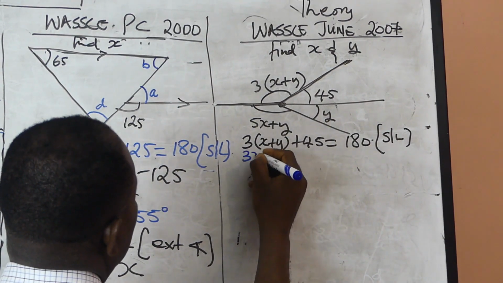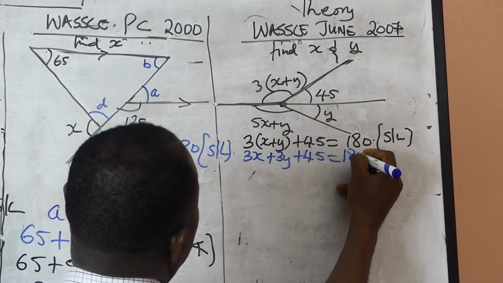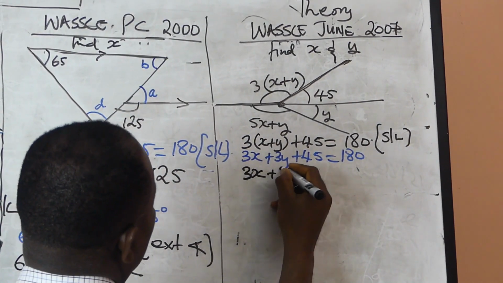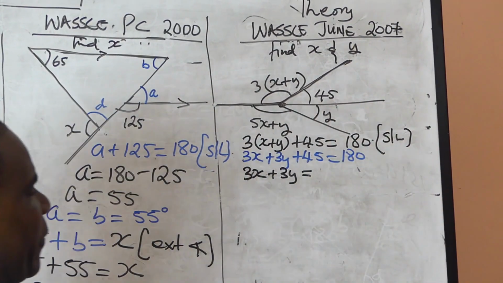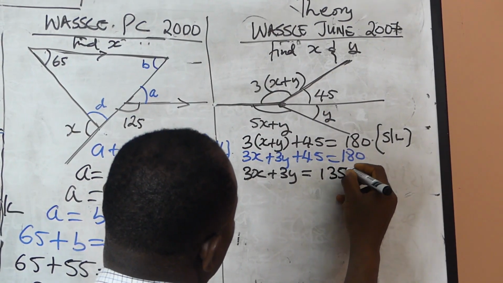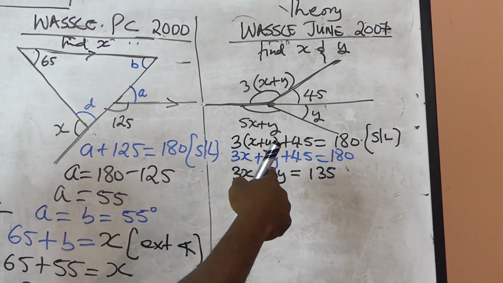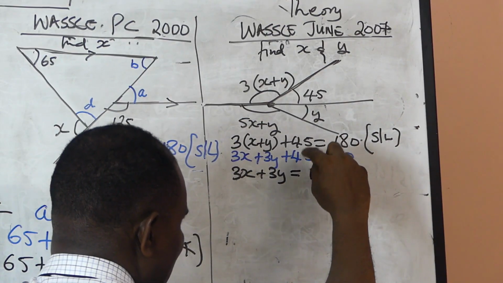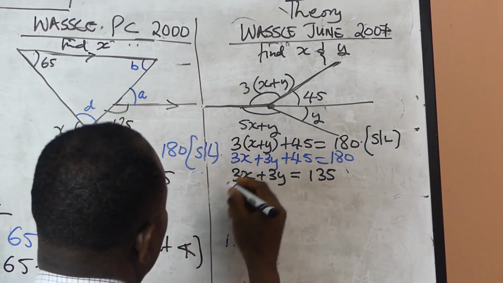So let's go. You have 3x plus 3y plus 45 is equal to 180. So now I'm going to have 3x plus 3y is equal to 180 minus 45. This is 135. I've just transposed, so I've jumped one step there so that you can understand what I did. I just transposed the numbers. So 180 minus 45 is 135.